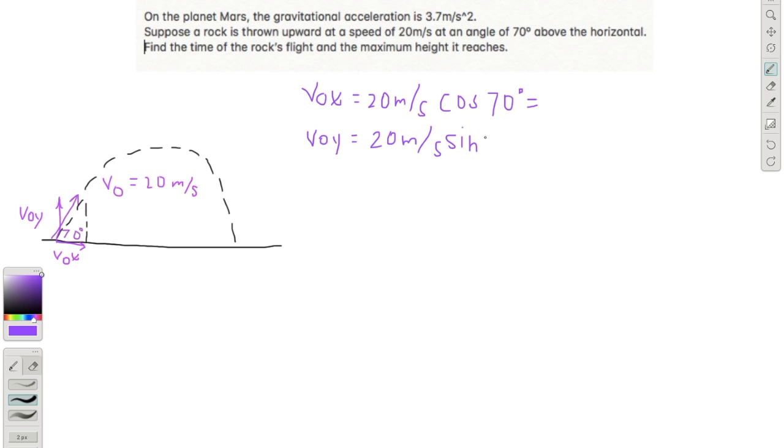So we can find these. The v0x is the 20 meters per second times the cosine of the angle, which is 70 degrees. You punch those in the calculator, and you want to make sure that your calculator is in degree mode. For the horizontal, you're going to get 6.84 meters per second, and for v0y, you're going to get 18.79 meters per second.